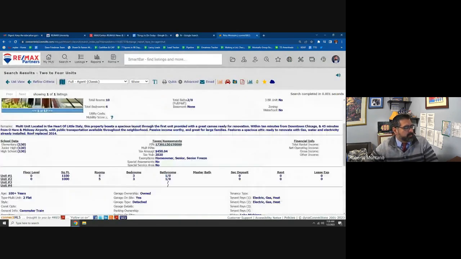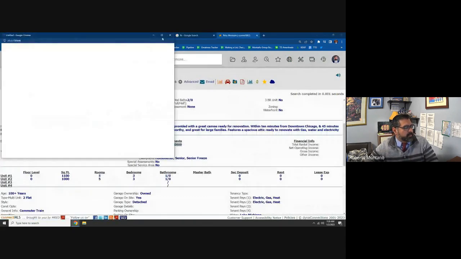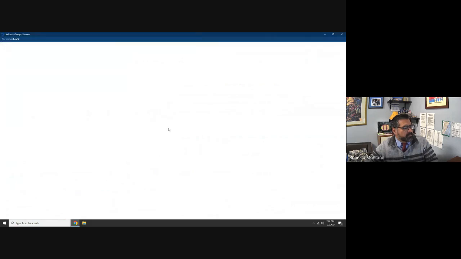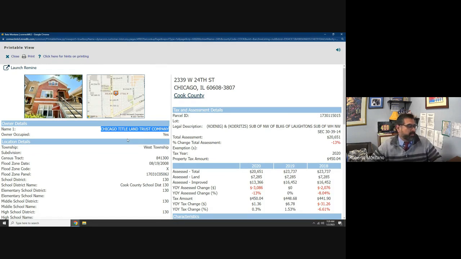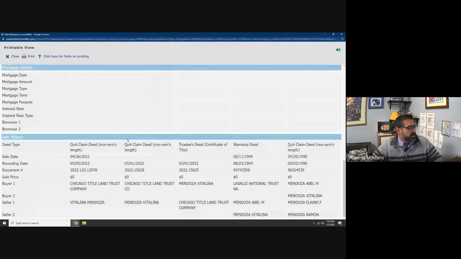Owner, Chicago Title and Trust. Okay. So now who sold their property into a title, into a trust? Maybe that's still the owner. Interesting. Okay.